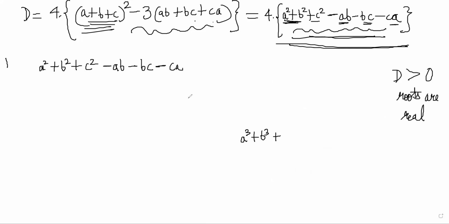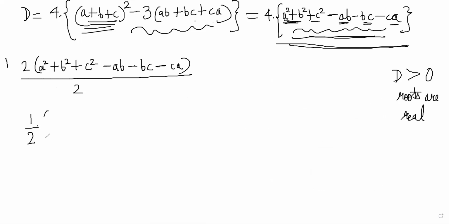Focus on what we will do now to this. So minus ca, right? Let's just multiply up and down by 2, okay? And that's all that was required. So put the half outside and take the 2 inside. So you get 2a square plus 2b square plus 2c square minus 2ab minus 2bc minus 2ca, right?